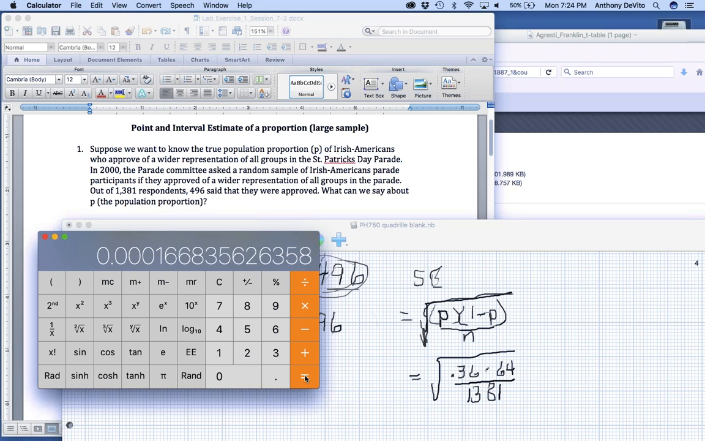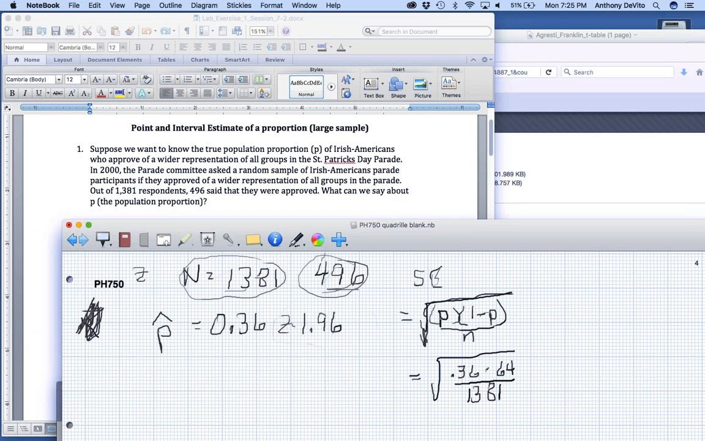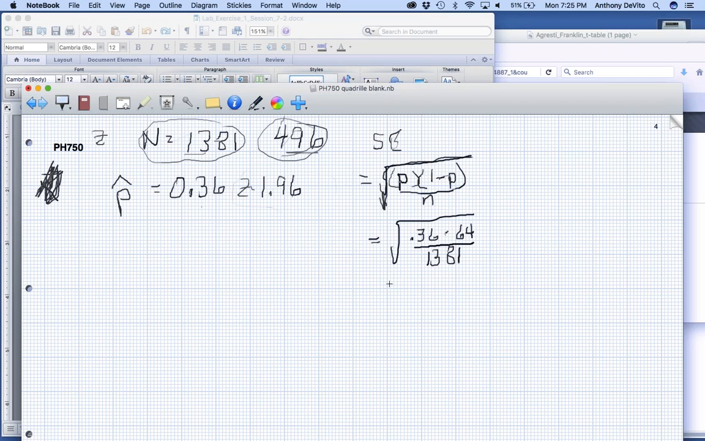Now, that looks like a very small number. But the square root is the number which, when multiplied by itself, will give you that number. So in the case of a fraction, the square root is actually larger than the number itself. So when I take the square root of this, it's going to become a bigger number. Now it's actually 0.0129. I'm going to call that 0.013, which is 1.3%. So my standard error is equal to 0.013.